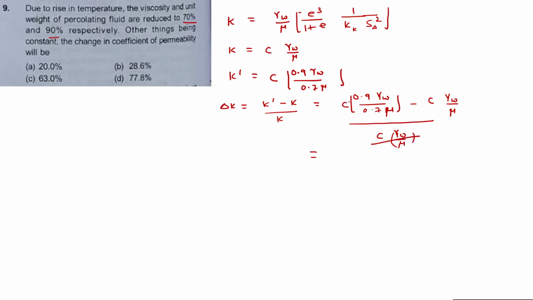So this will cancel out. This is 9 by 7 minus 1, so 9 minus 7 is 2 by 7, which is 28.57%. So the answer will be B. This is a very important question.